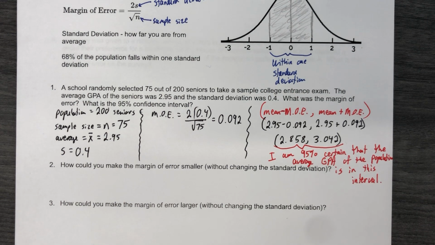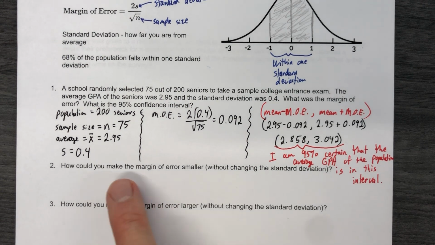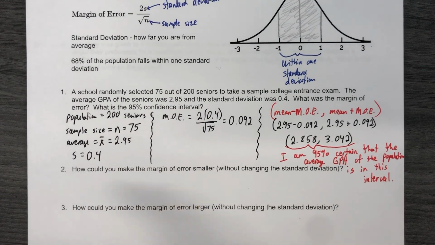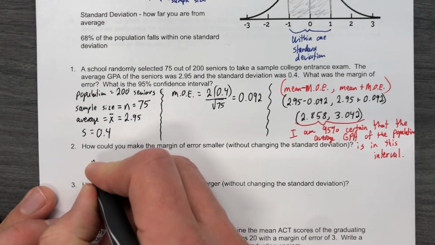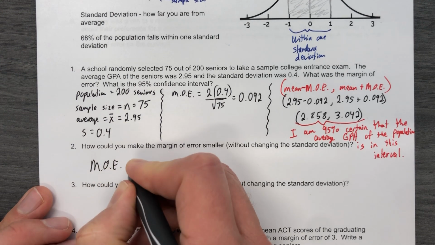So let's kind of talk about the next 2 problems and what we can do to change this in a practical sense, and then we'll do a few more practice problems. So how could you make the margin of error smaller? And just to solidify this idea, margin of error, the more you write it, the more you'll remember it.